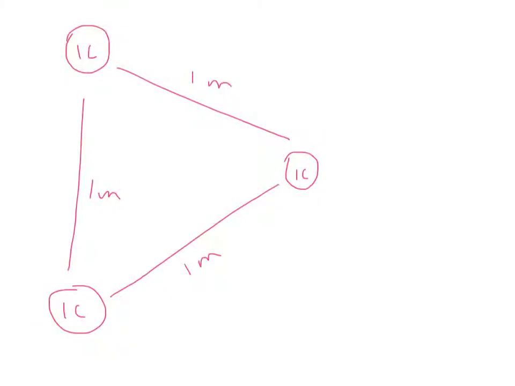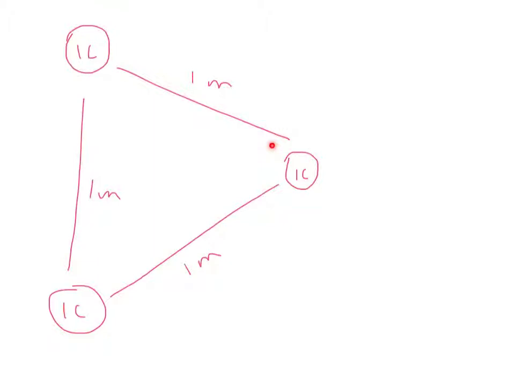Now let's look at a problem like this. What we have is 1 coulomb charges at the vertices of an equilateral triangle. And what I want to do is find out the charge on this particular 1 coulomb charge. So let's look at it. Let's think about it first from a vector point of view. We know that forces are vectors, so therefore direction is important.